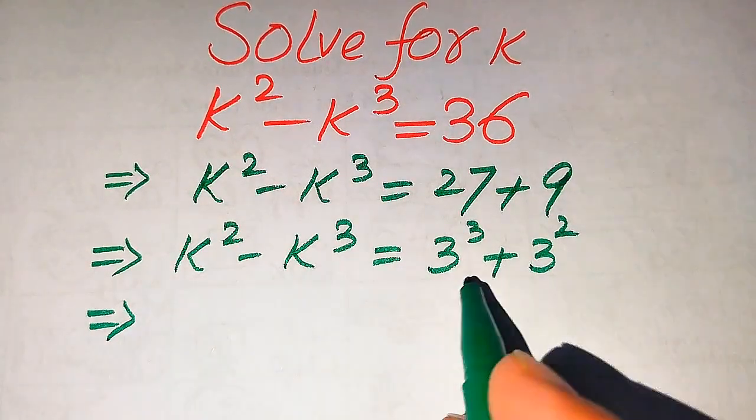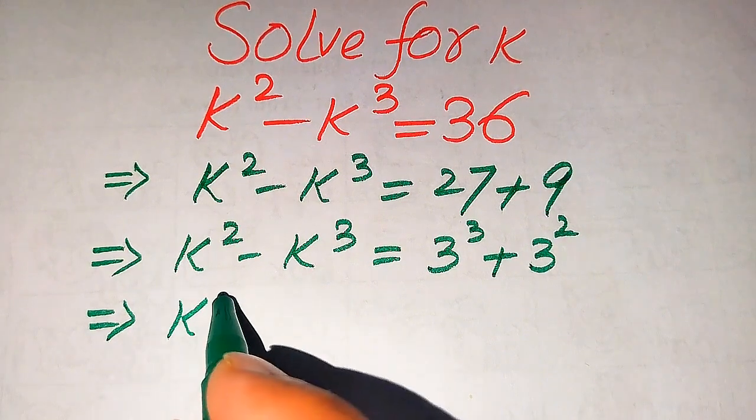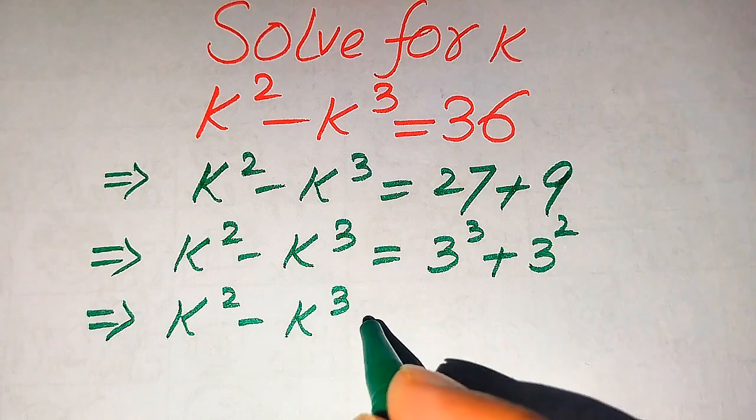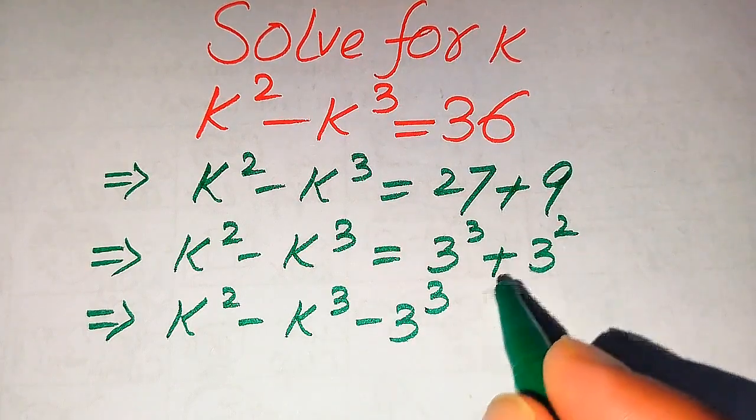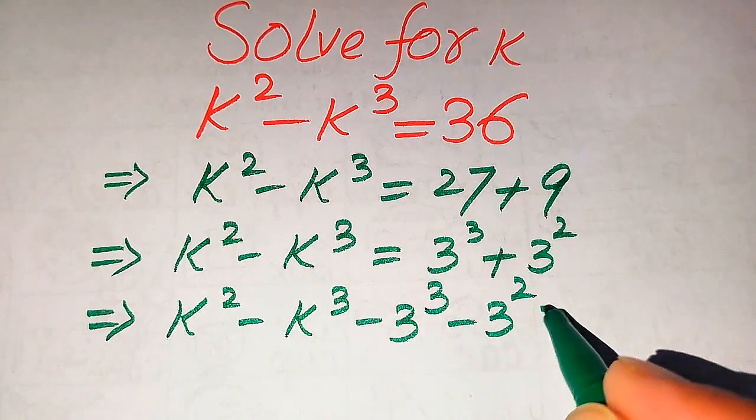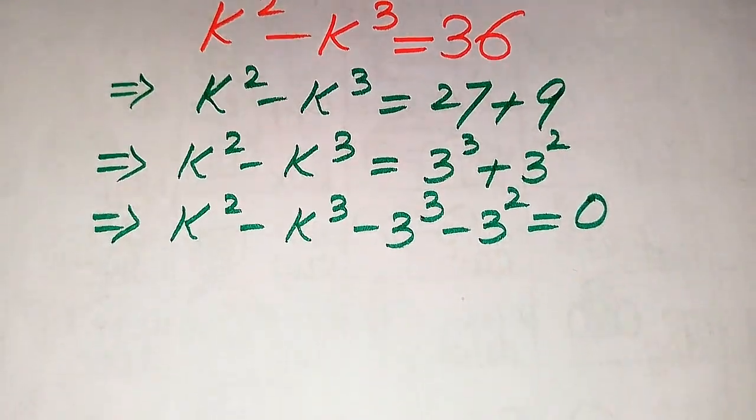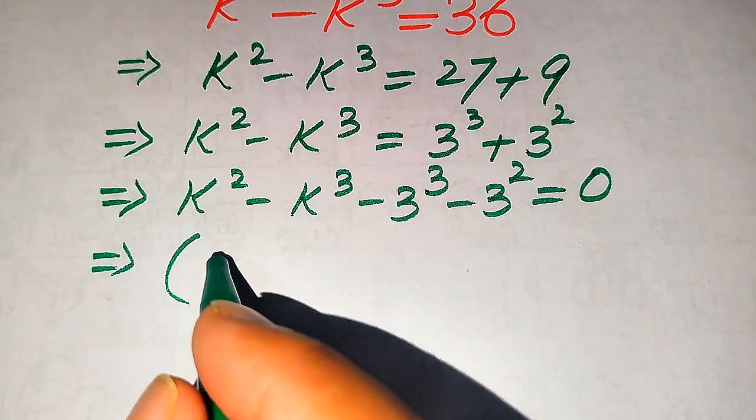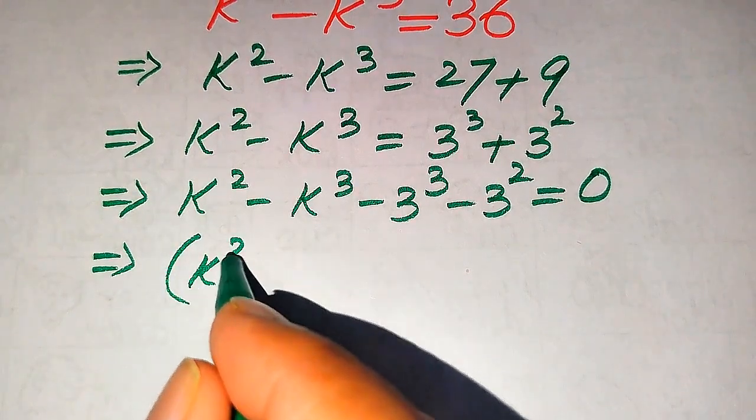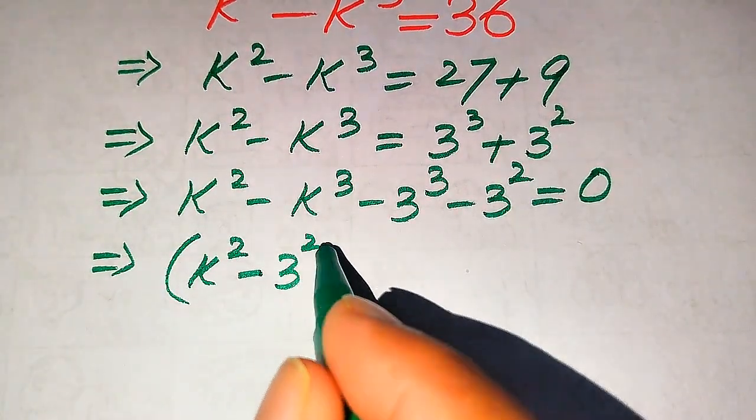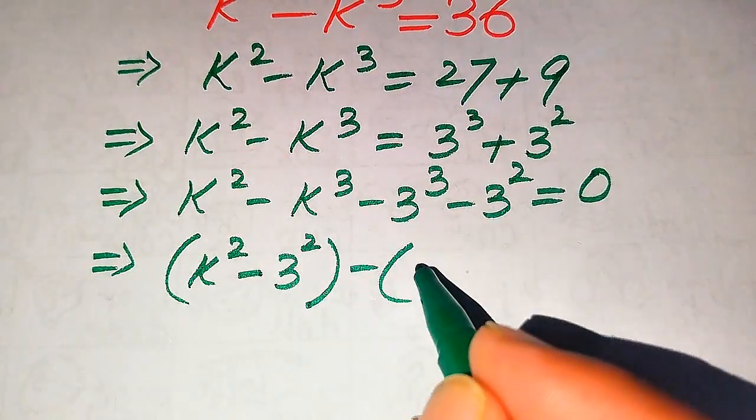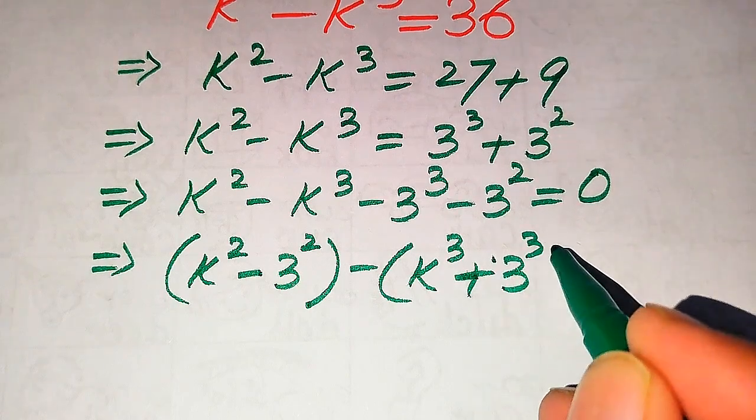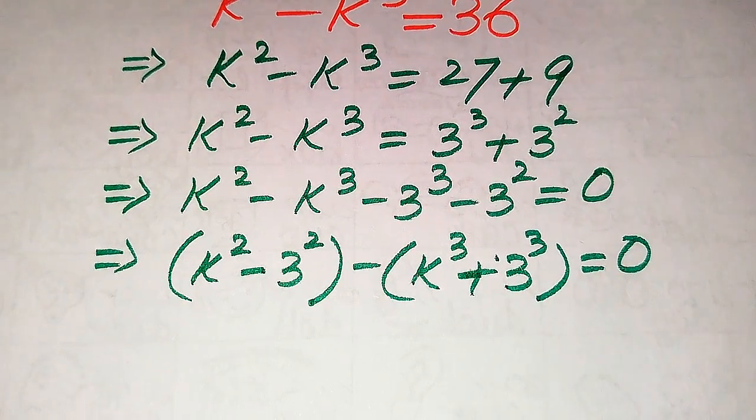So here we move both of these two terms from the right hand side to the left hand side, and it becomes k square minus k cubed, and plus 3 cubed becomes minus 3 cubed, plus 3 square becomes minus 3 square, and this whole equation is equal to 0. And now we need to make the pair of square term with square term and cubic term with cubic term. So here we have the square term k square minus 3 square, and from both of the cubic terms we take common negative sign, and we get k cubed plus 3 cubed, and this whole equation is equal to 0.